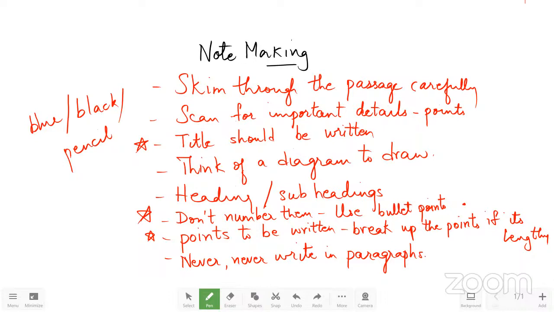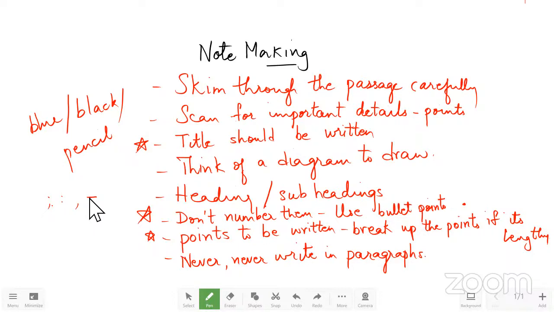Like I said, make use of semicolons, colons, commas. Sorry, not, yes, you can use commas. More than anything, the hyphen. Instead of writing conjunctions, auxiliary verbs, all this, don't write complete sentences. This is very important. When they say note making, it is taking notes.